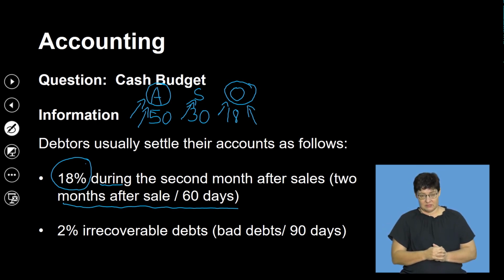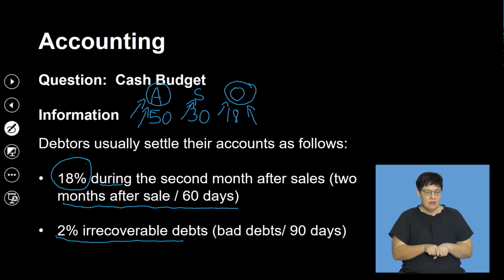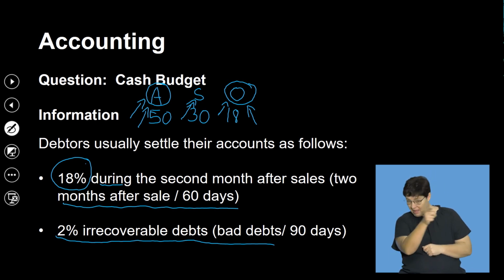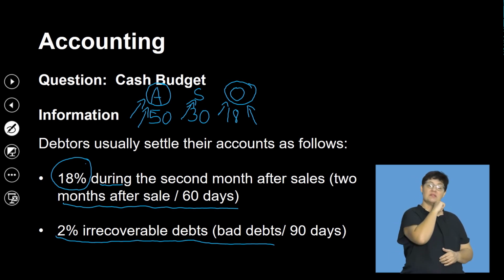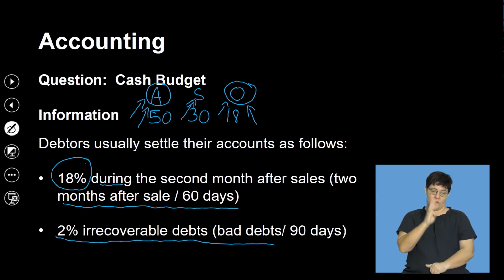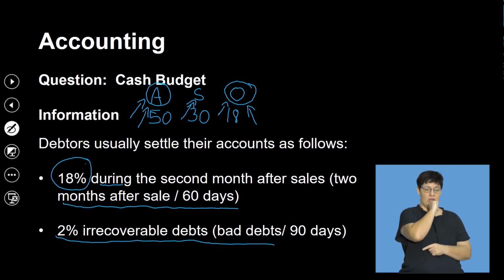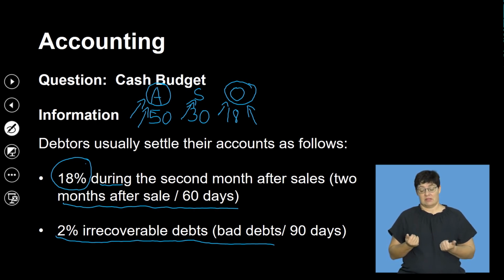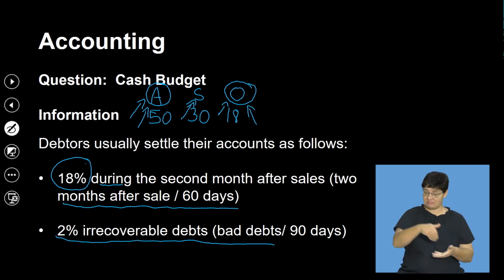Right, and you are also told that 2% is irrecoverable. That means you expect 2% of your August debtors not to pay you at all. In other words, you're expecting to receive 98% of your August credit sale. Do we get the 98%? Let's check. 50 plus 30 is 80, plus the 18 will give you 98%. Obviously, the expectation is that 2% will not pay you at all, and those will be your irrecoverable or your bad debts. Okay.